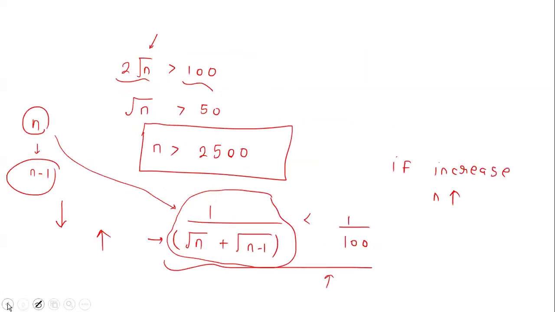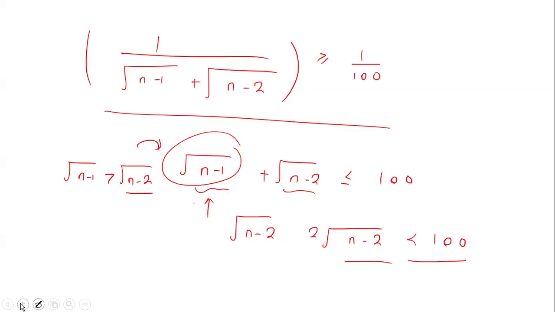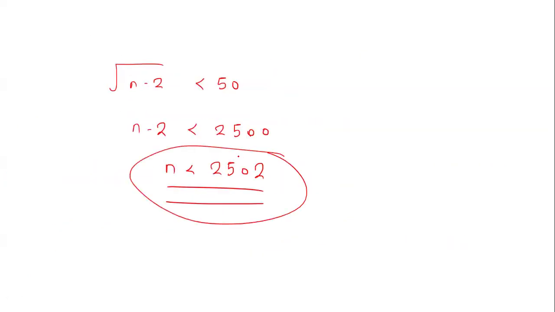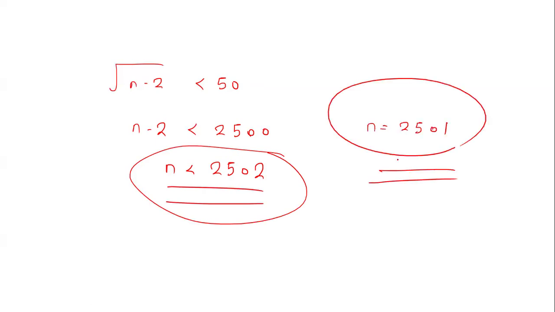From the first equation we get n is greater than 2500, and from this we get n is less than 2502. So the remaining integer value of n is 2501. This is our answer. In this way we can solve this problem. This is the smallest value of n that satisfies that inequality.